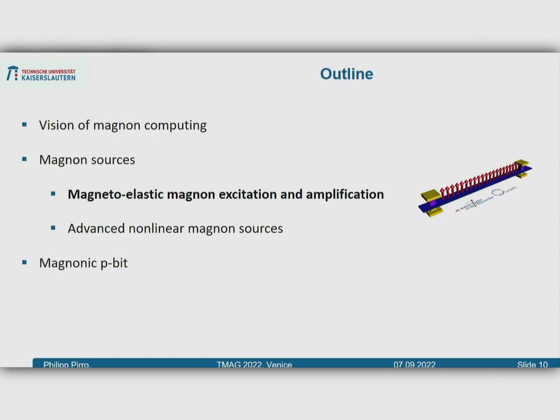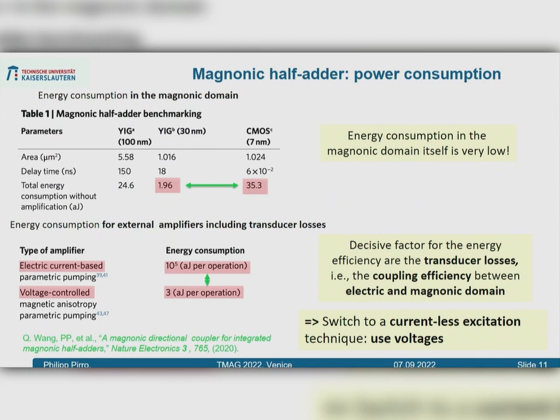So let's come to our first source. It's the magnetoelastic magnon source. So why do we want to have this magnetoelastic source? Here is a benchmark from the magnonic half adder and its power consumption. And you see, in general, the adder itself has quite good benchmarking against CMOS, but the problem is you need to amplify the signals after each step, or you need to read them out after each step. And then you see if you use electric current-based techniques, you have 10 to the 5 attojoules per operation. So this is much too high to have anything in competition with CMOS. But if you use voltage control systems, then you can go to attojoule energies.